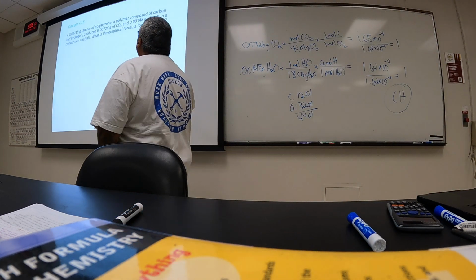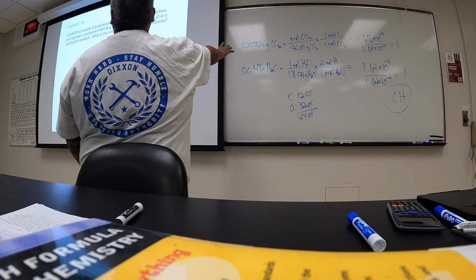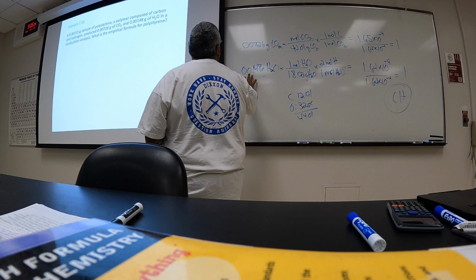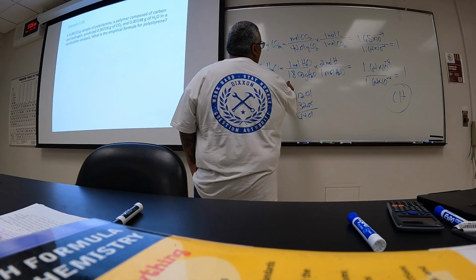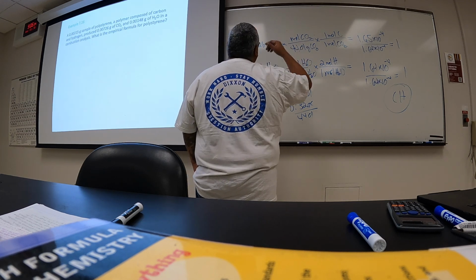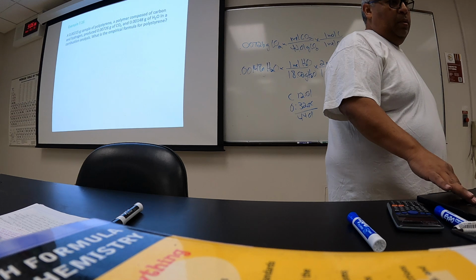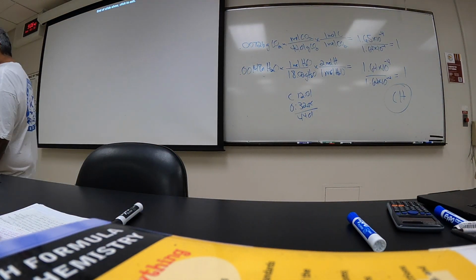For polystyrene, 0.00726, I'm just making sure I use the right values. 18, 44, 1, 2, yeah, these are it. All right. Any questions on that?